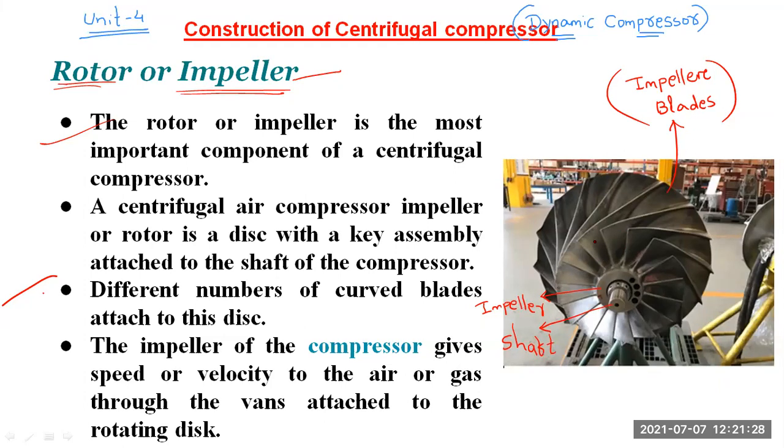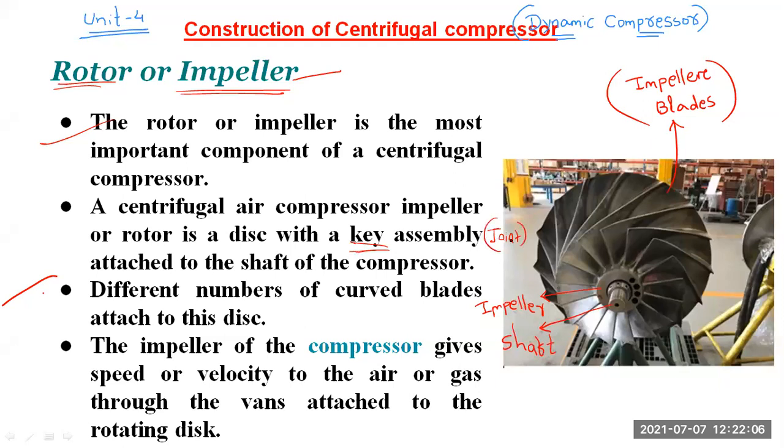This diagram is not required to be drawn in the exam. This is one industrial centrifugal compressor. The diagram is not required, just for your convenience I have kept it here. So this is the shaft, you can see this extended part. This circular part is the impeller, and over the impeller there will be impeller blades. And how is this impeller connected with the shaft? It will be connected with a key assembly, a key joint.